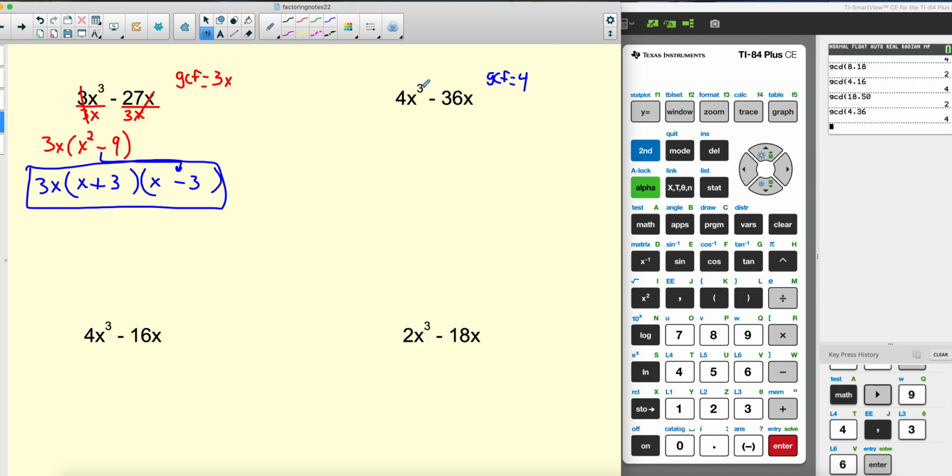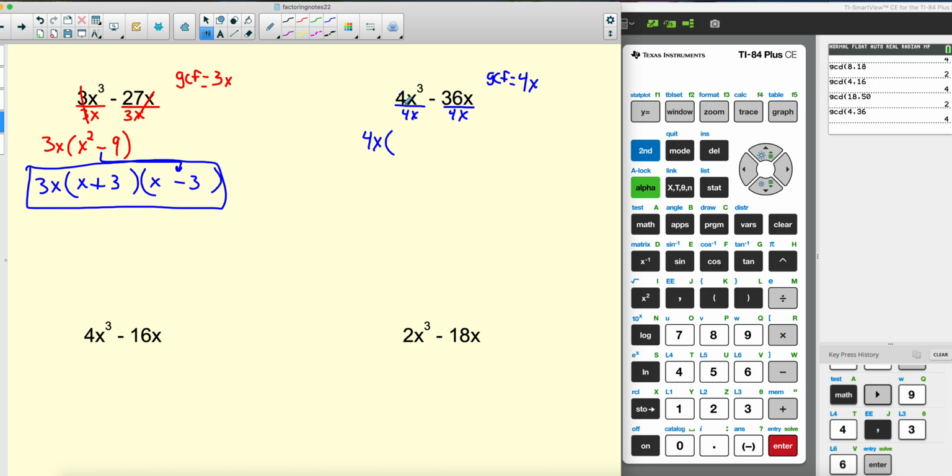And notice you have an x to the third and x to the first. That means an x goes with the GCF. So the GCF is 4x. So pull out 4x. And whenever you're factoring with the greatest common factor, guys, you always open one parenthesis at first. Now bring your 4x up and divide. That's why we practiced that before.